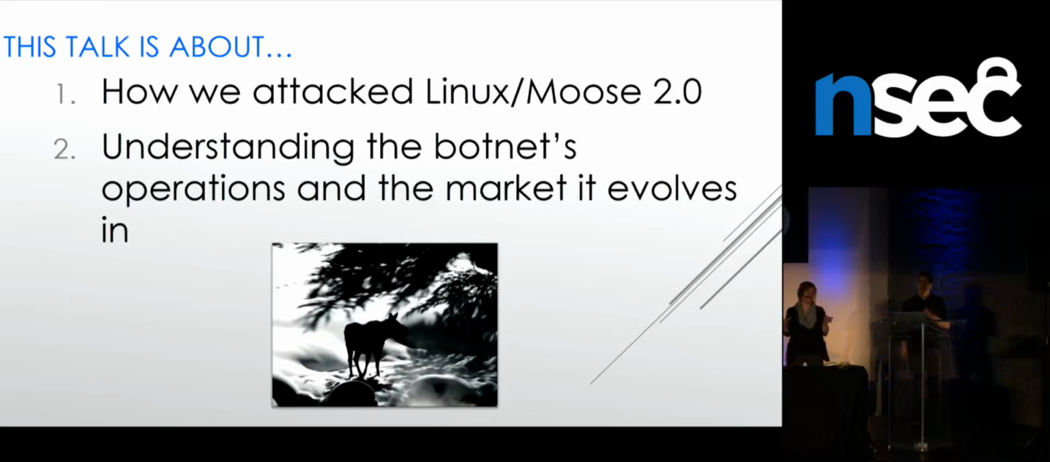What we want to say now is that this talk is about how we attacked the botnet, so you can replicate that with the honeypots and the man-in-the-middle attack, but it's also about understanding the botnet's operations and the market it evolves in. It's a mix of a social approach and a technical one to have a really global understanding of that threat.